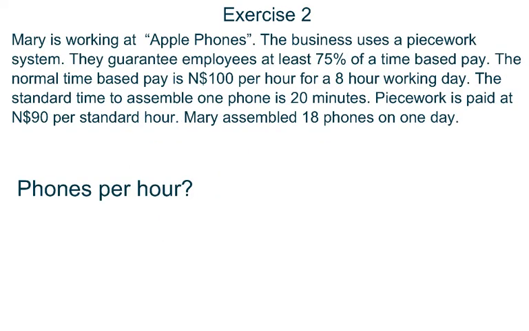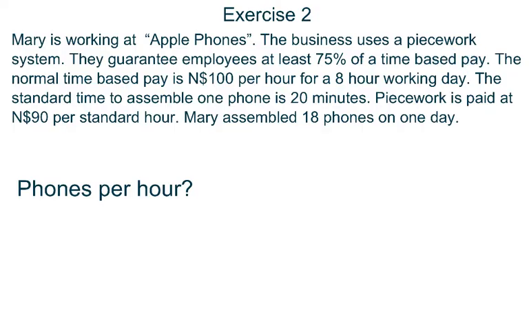Now in exercise 2, we will now consider the minimum wage. Remember, a company can pay based on piecework, but they still need to adhere to the Labour Act by paying at least the minimum wage. And this is why companies will do certain calculations and say, look, even if you don't meet the required output, we are still required to pay you a certain minimum wage, and we will calculate that as a percentage of the time-based pay.